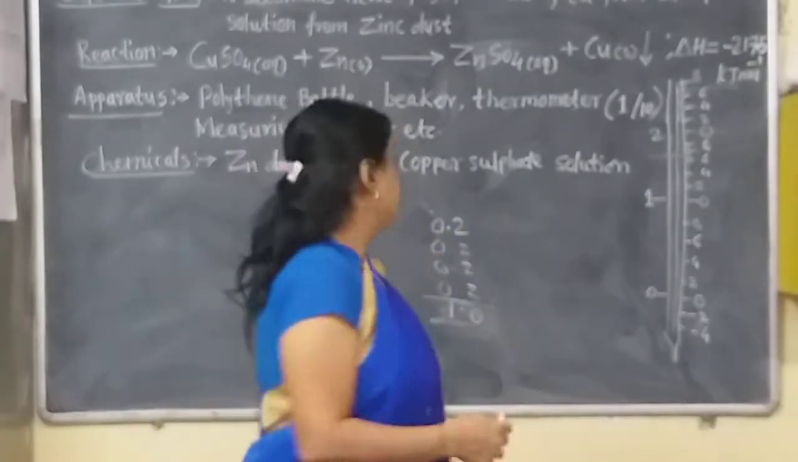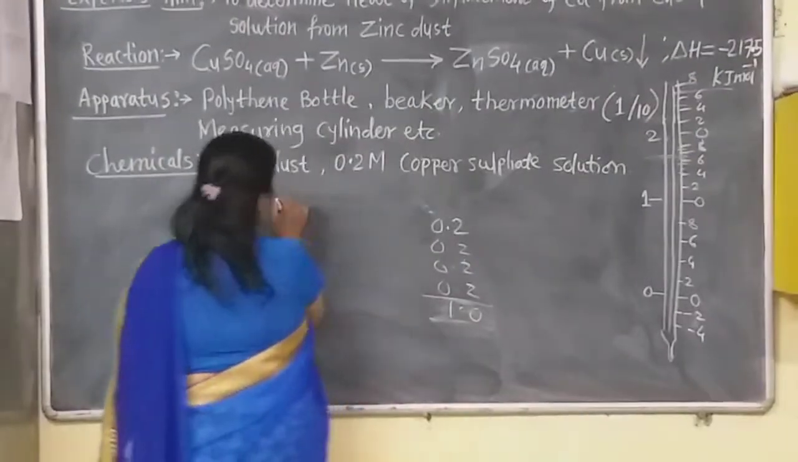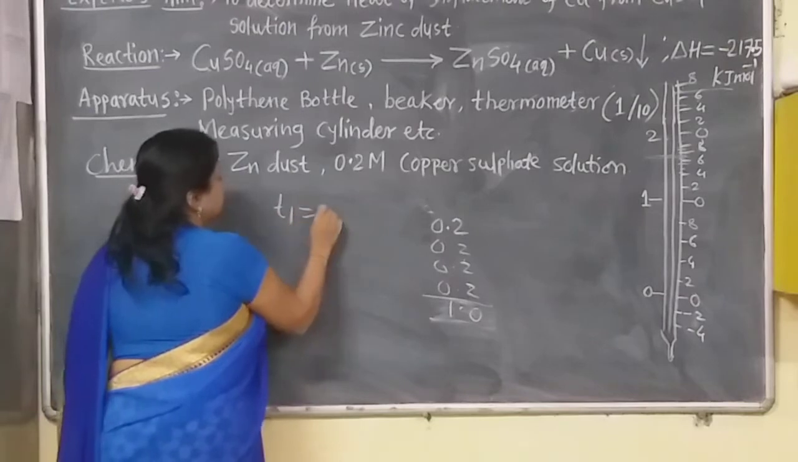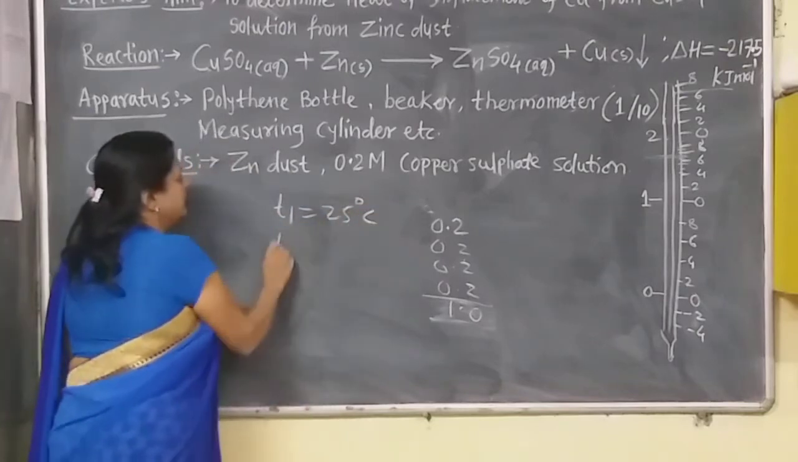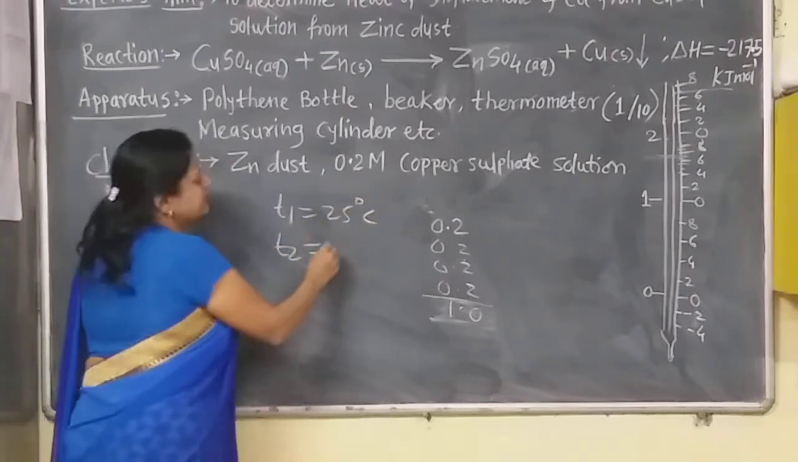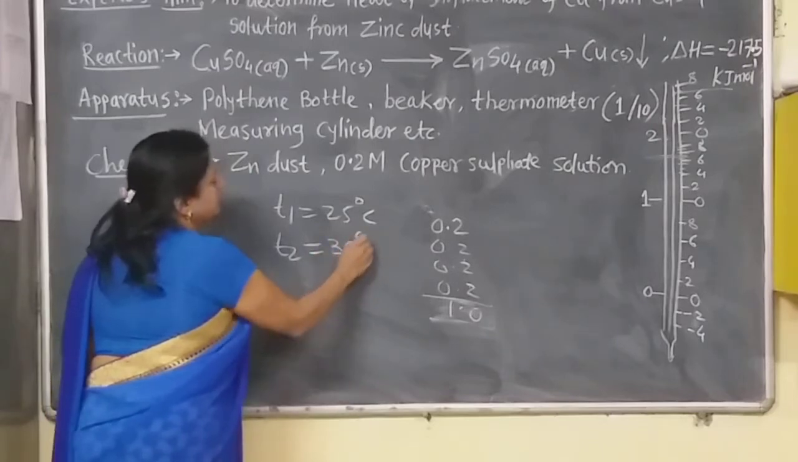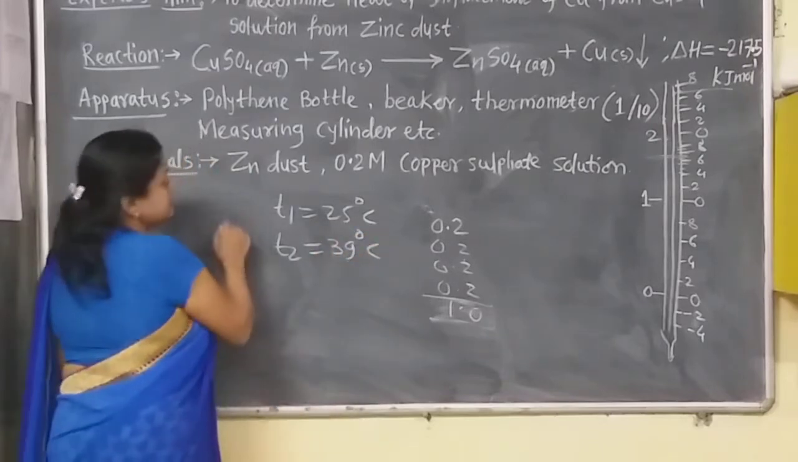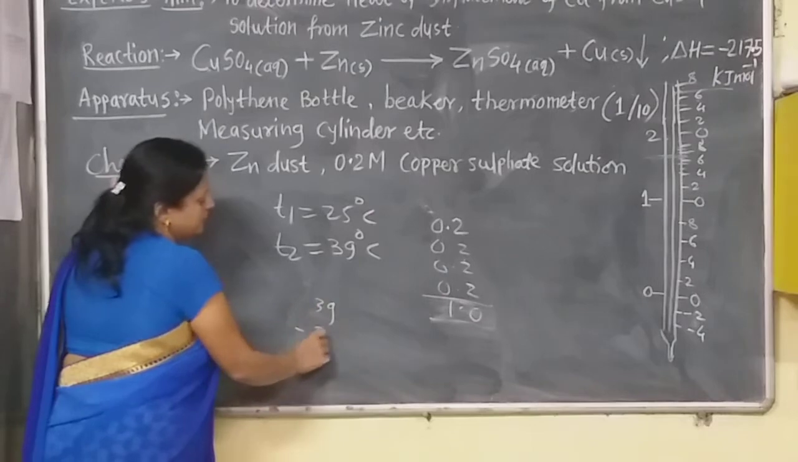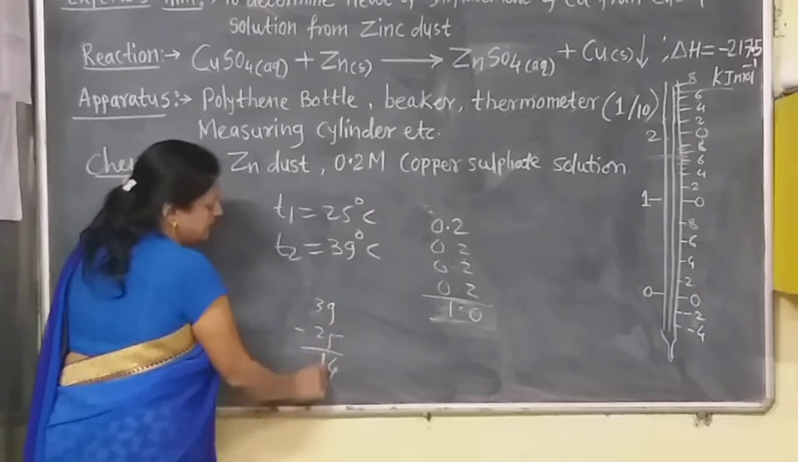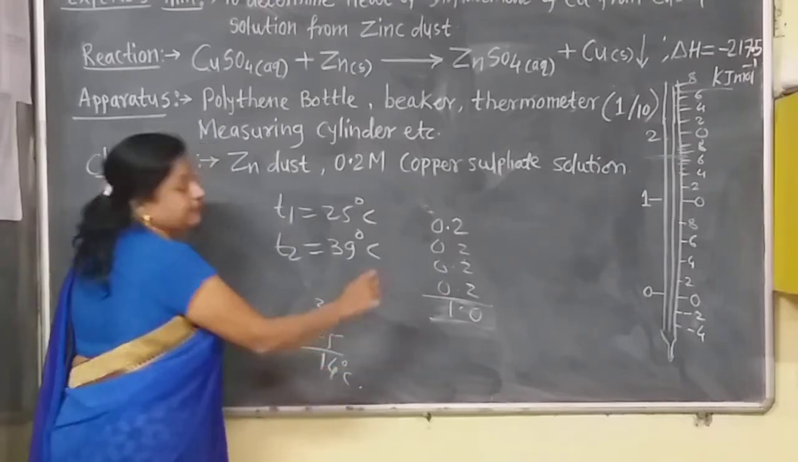Then what is the difference? Delta T: T1 is 25 degrees centigrade and T2 is, she says, 39 degrees centigrade. So the difference is 39 minus 25, and that is 14 degrees centigrade.